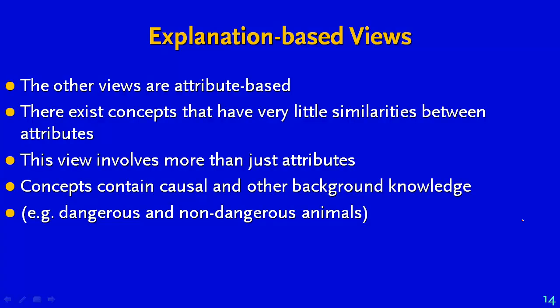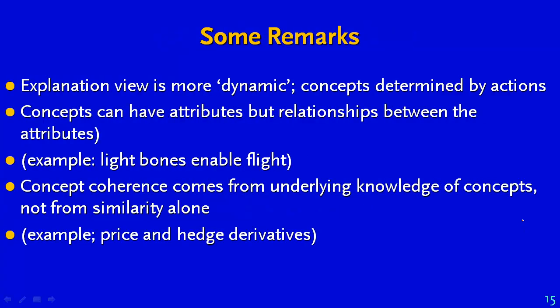A very good example of the explanation-based view is dangerous and non-dangerous animals. What constitutes a dangerous animal, or a dangerous bird, is not necessarily the beak, for example, which can eat you up, or the claws or something. It could be something else. So we want to have a hierarchy of animals: a dangerous hierarchy, a non-dangerous hierarchy. So it's a bit different. The explanation view is a bit more dynamic. The concepts are determined by actions. A dangerous bird can eat you up, basically, a dangerous animal, and a non-dangerous animal possibly not.